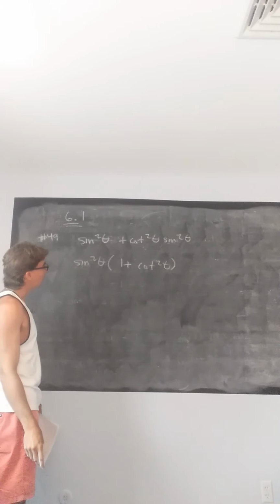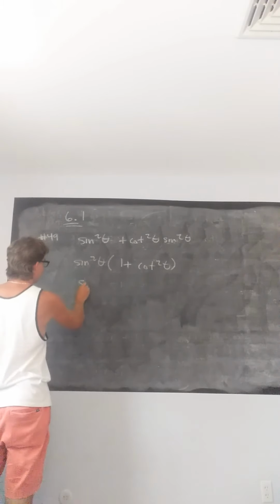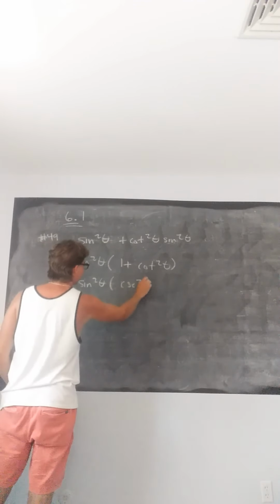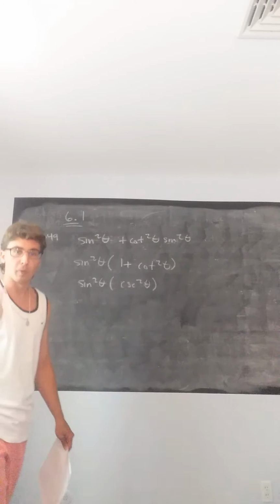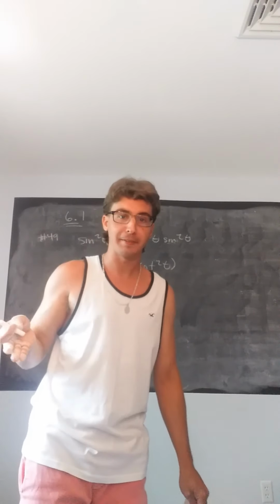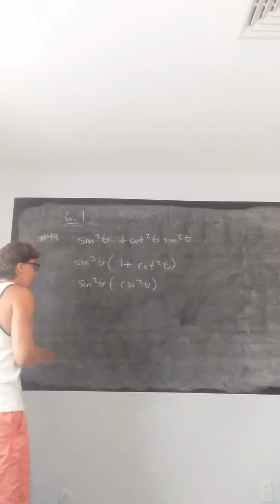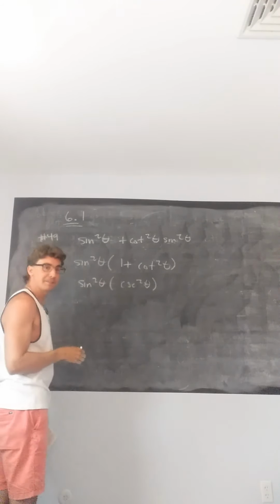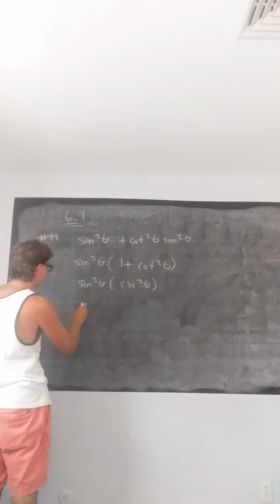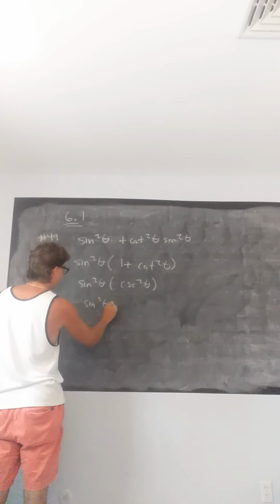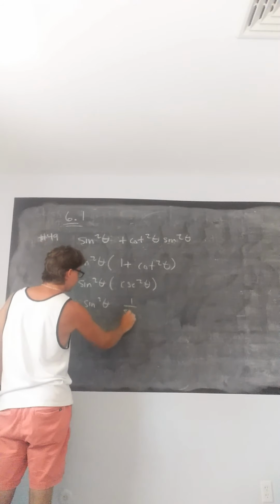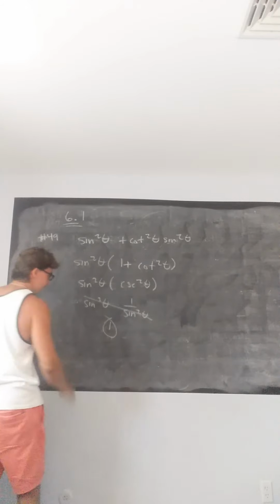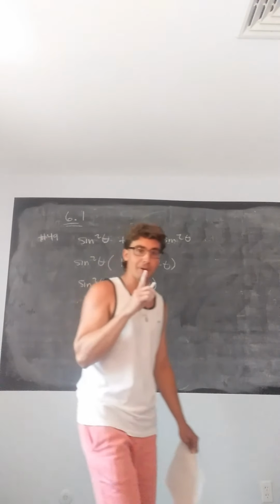And what is 1 plus cotangent squared? Well, that is cosecant squared by identity, right? 1 plus cotangent squared is cosecant squared. And now we have an opportunity to do something nice. We could write cosecant squared as 1 over sine squared. So we've got sine squared times 1 over sine squared. And lo and behold, they cancel out. And just like that, you're left with just the number 1.